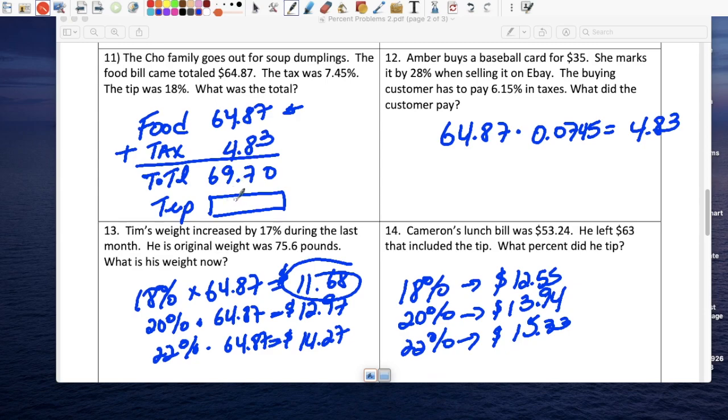So the tip in this case, well, what are we talking? 18%. We're going to add 11.68. So the total for that evening for the Cho family, 8, 13, 11, is $81.38. We're not tipping on $12.55. We're not tipping on $69.70.